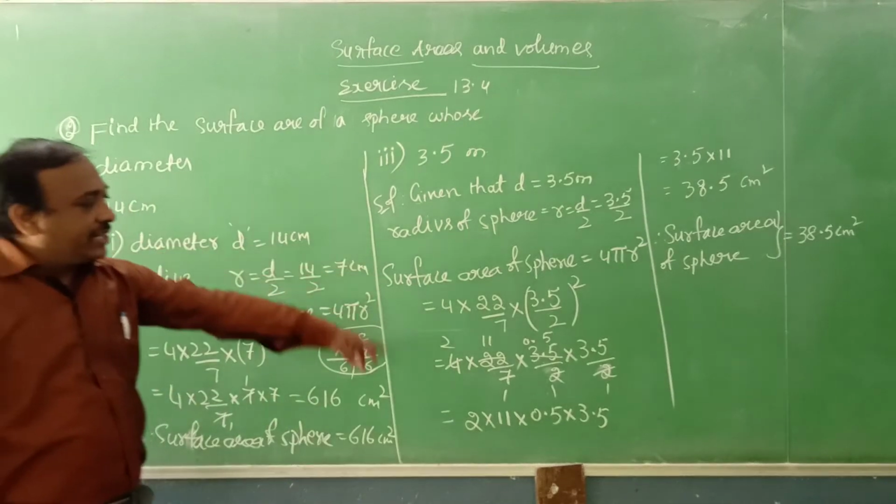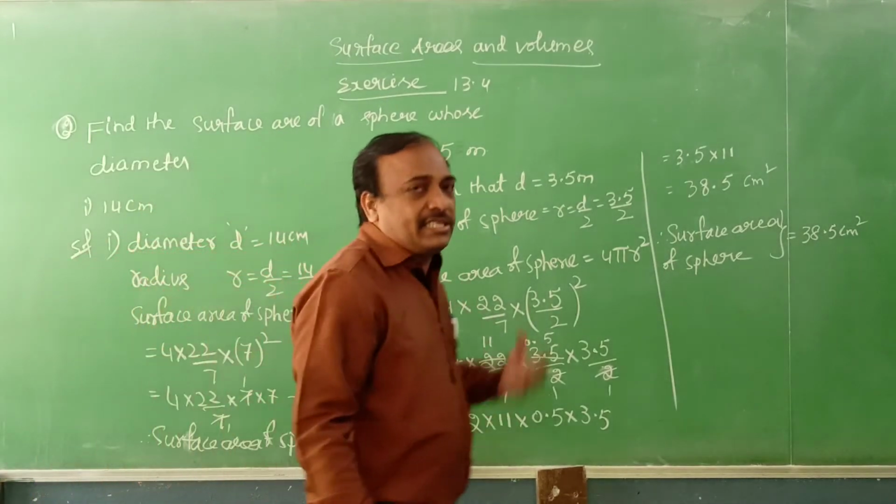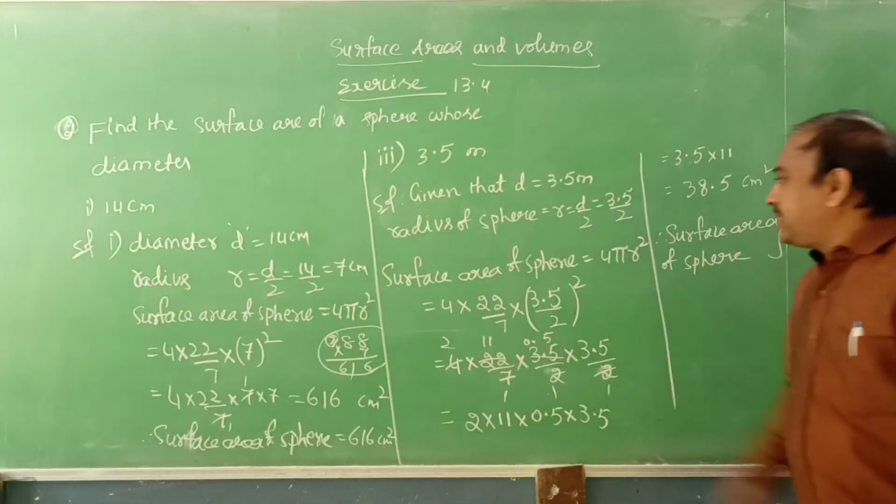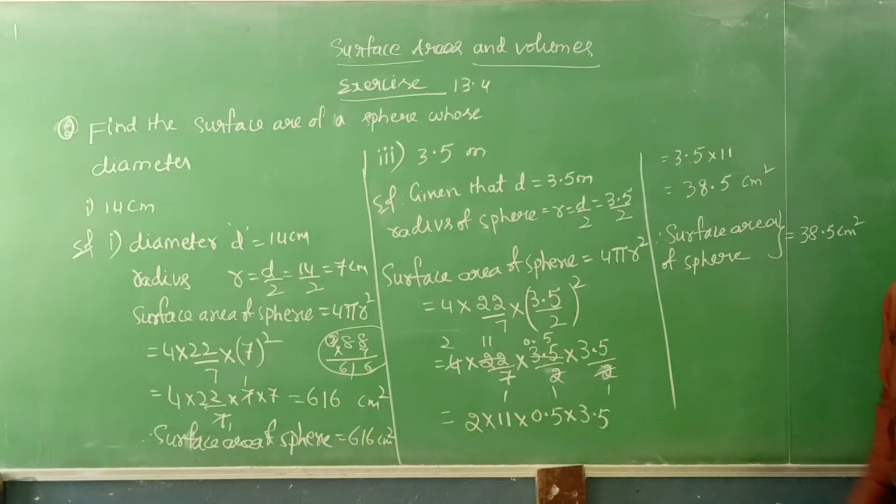First we converted the given diameter into radius. We calculated its radius. Then we found its surface area. Is it clear?